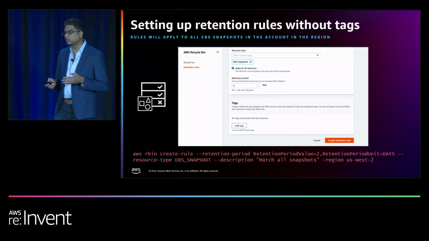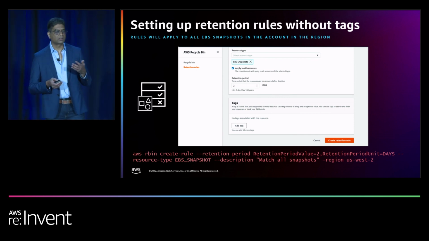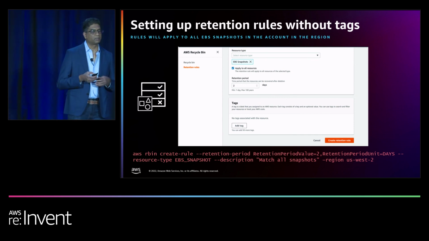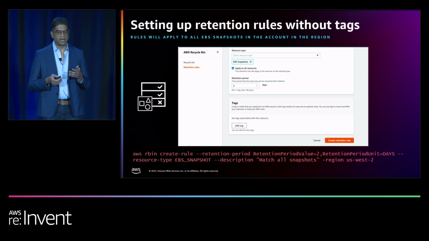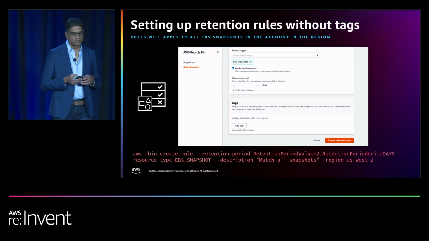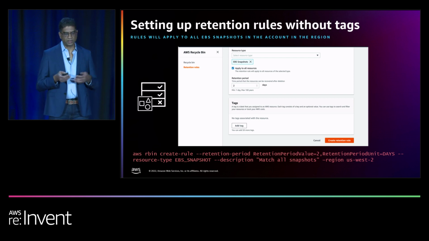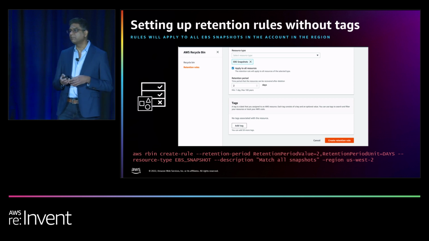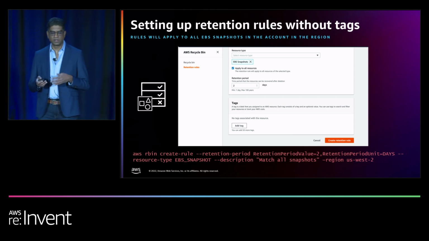Let me walk you through the console experience. So this is the recycle bin console that we launched at the launch of the feature. Here, I'm trying to create an account level rule in the recycle bin console, and I'm trying to protect all of my snapshots within my account, and I have specified a retention period of 2 days. Alternatively, I could also use the CLI to essentially create the same rule and specify the parameters.